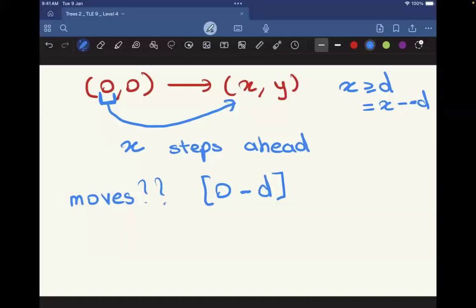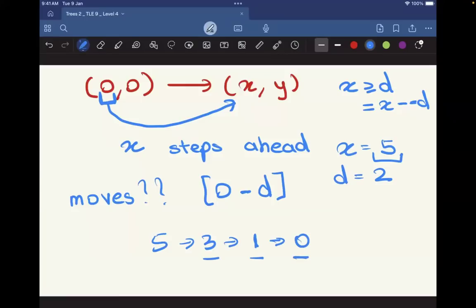Like, for example, consider X is equal to 5 and D is equal to 2. Since X is greater than or equal to D, I will make 5 to 3. Then I will make 3 to 1. And now since 1 is smaller than or equal to D, I will just make this 0. It took me 1, 2, and 3 moves. If you notice clearly, this is just ceil of X divided by D. I'm using this mathematical notation instead of the ceil operator. I want you all to learn it today, all right? It's ceil of X divided by D. Yes or no, guys?